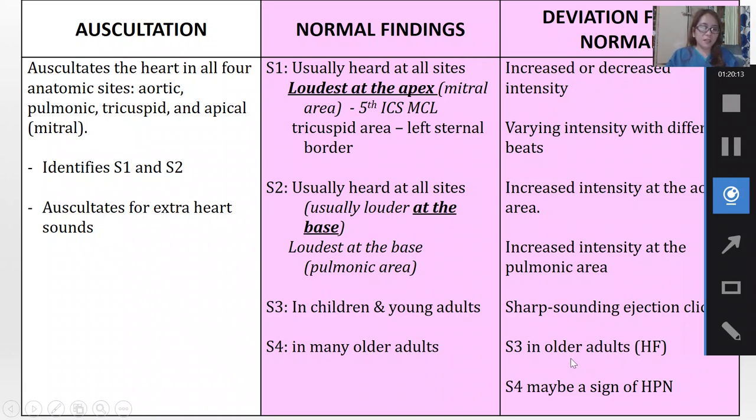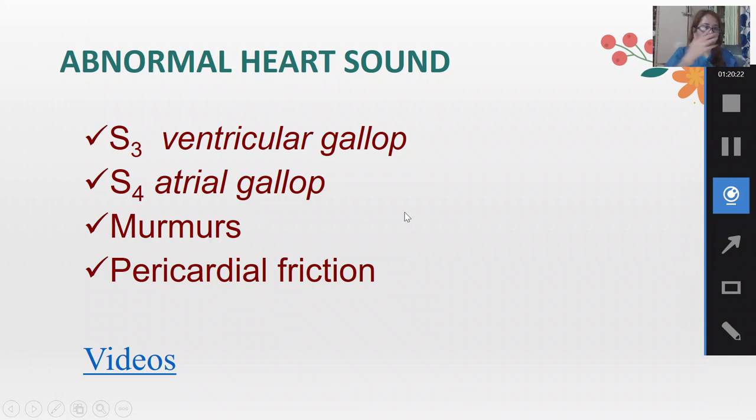In older adults, when there is an S3, that could be a sign of heart failure. And S4 may be a sign of hypertension. So, these are the abnormal heart sounds: S3 or also known as your ventricular gallop, and S4 or atrial gallop, murmurs, and pericardial friction. Those are abnormal heart sounds that should not be present. So, in your checklist, there should be no abnormal heart sounds like S3 and S4.